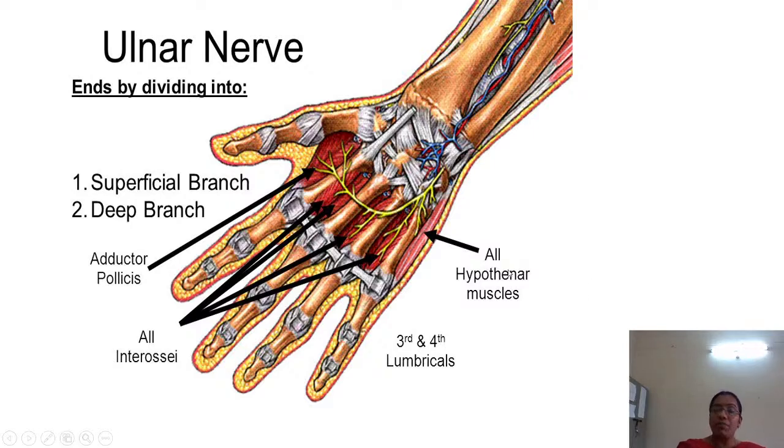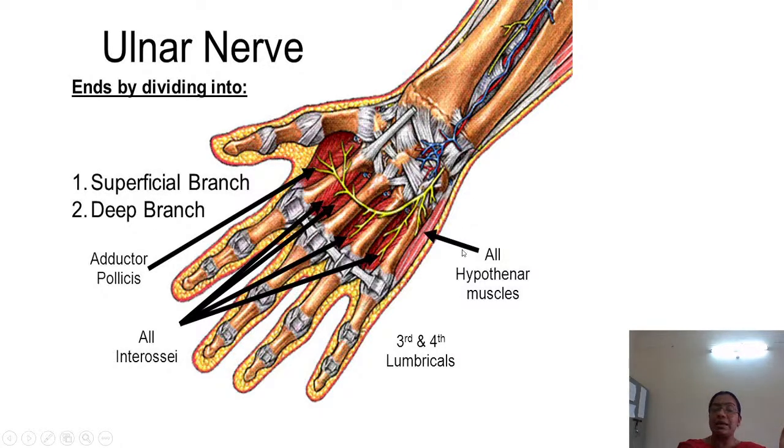The deep branch of the ulnar nerve runs along the concavity of the deep palmar arch. Earlier we have come across the deep palmar arch. It runs along the concavity of the deep palmar arch, supplying the hypothenar muscles, the third and fourth lumbricals, and the adductor pollicis, that is, the transverse and oblique heads of adductor pollicis are supplied by the deep branch.